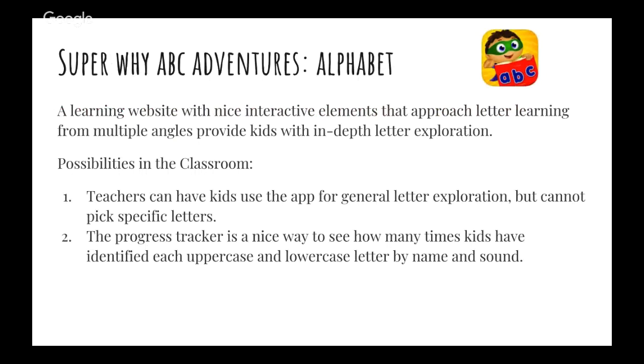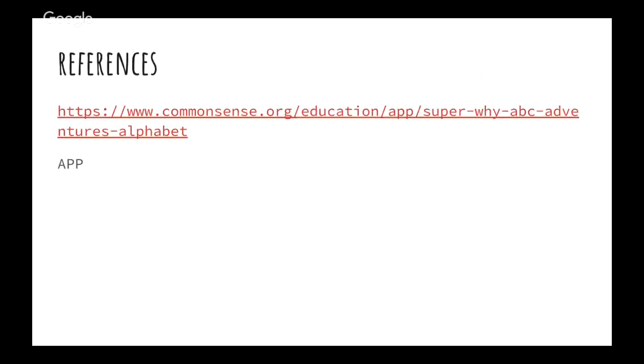The progress tracker is a nice way to see how many times kids have identified each uppercase and lowercase letter by name and sound. It's an app, but more information can be found at that link.